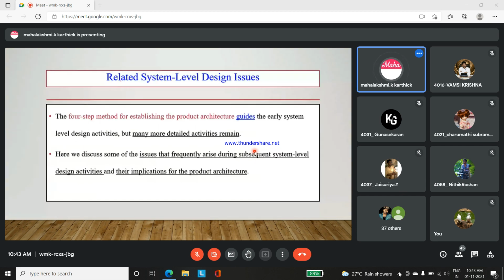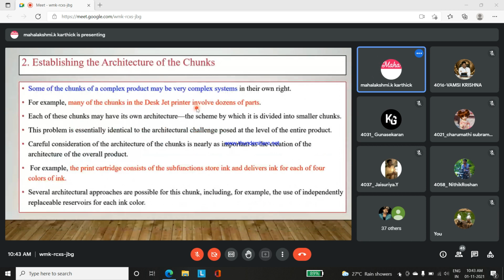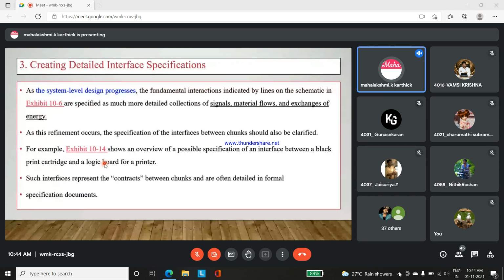So these are the other related system level detail issues you have to keep in mind, and you have to identify what are the secondary systems needed for the product, what are the in-depth sub-functions needed for each and every chunk, and specifications. For those parts, there will be some specified properties that we used. That's all. I'll send this video alone.